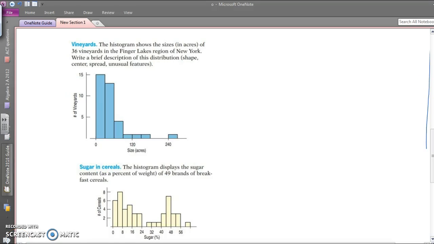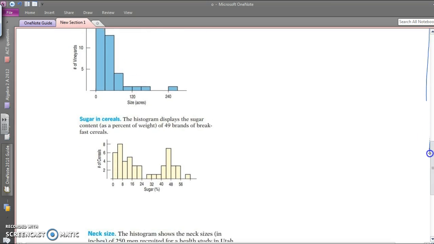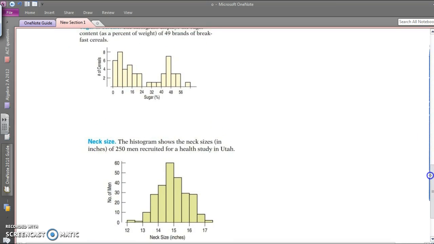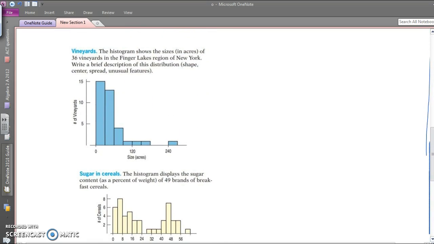In this video, we're going to look at how to describe quantitative data. So we have 3 examples to look at, and we're going to go through the SOCS we talked about yesterday. So the first S is shape, outliers, center, and spread.